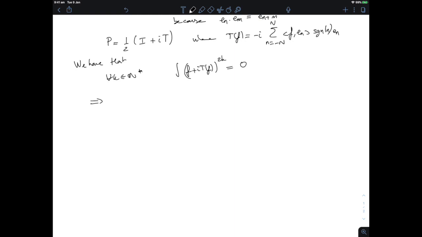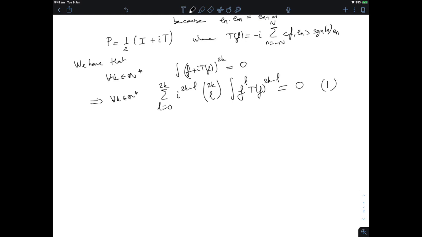And that tells me that for every k in N star, if I expand that sum, the sum from L equals 0 to 2k of, what have I got? i raised to the power 2k minus L times 2k choose L, times the integral of f raised to the power L times Tf raised to the power 2k minus L has to be 0. And this strange looking equality is going to be the key to the argument.